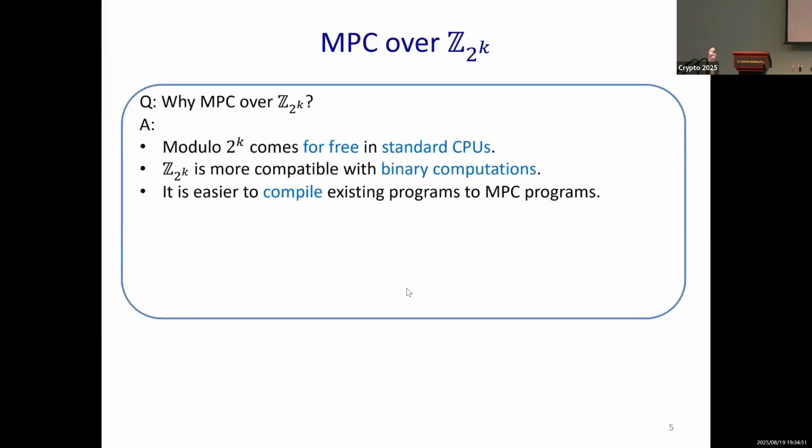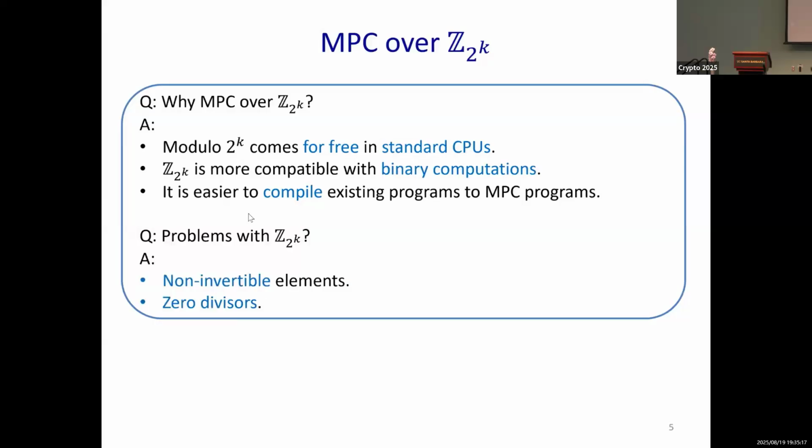For MPC over Z_{2^k}, why do we consider MPC over Z_{2^k}? There are many reasons, like modular operation is free in modern computer architectures, and it's more compatible with binary operations. It's easier to compile existing programs to MPC programs. There are some problems in achieving MPC over Z_{2^k}, like the non-invertible elements, which can also be zero divisors.